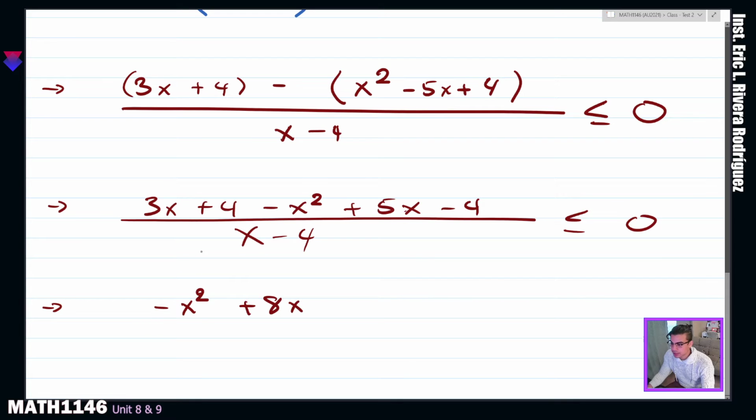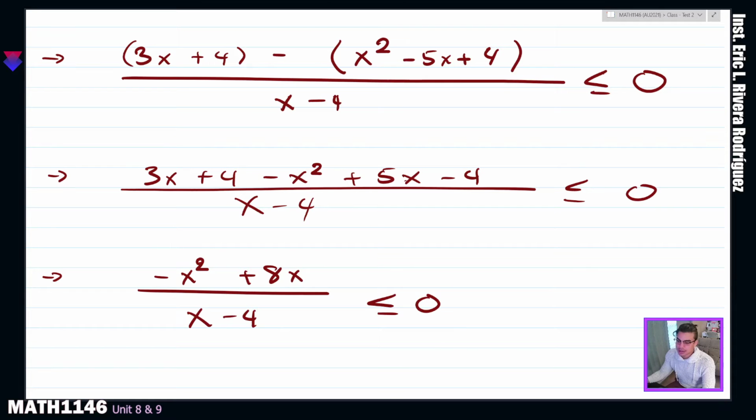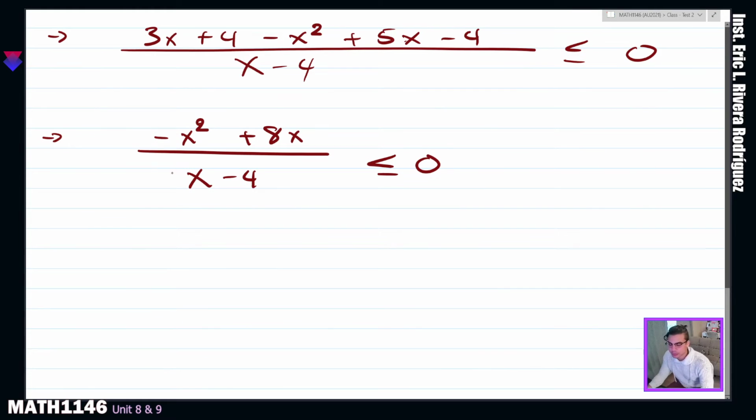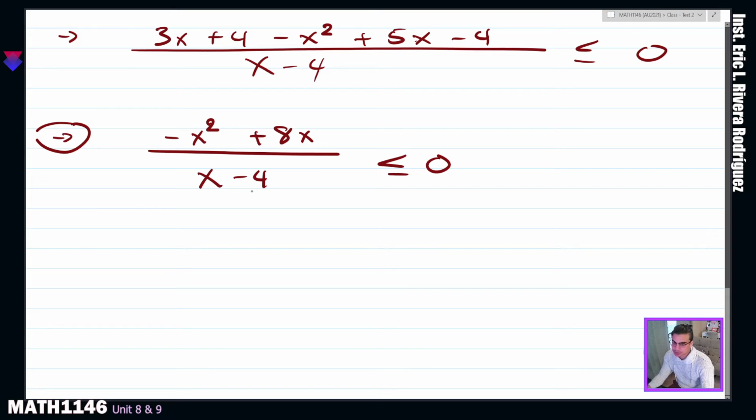So 3, 5, 8x, positive 4, negative 4, they cancel each other. X minus 4x. And this is what you want. This is the structure that you want to work with. All right. So you can stop here. You already have the exercise ready for the step to solve the inequality.